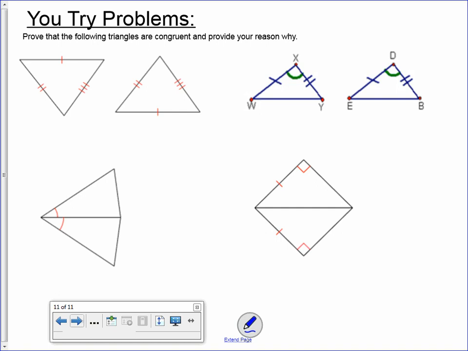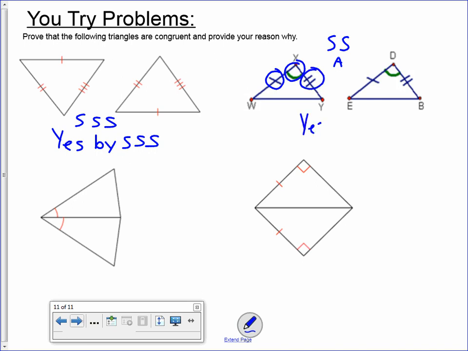Now that you have finished these you try problems, let's take a look. For the first one, no reflexive sides, no vertical angles, but we have 3 sets of congruent sides. That is enough to say that, yes, these are congruent because of side, side, side. In the second one here, no vertical angles, no reflexive sides. I have 2 sets of congruent sides and a set of congruent angles, and I notice they go in the order side, angle, side. So I can say, yes, these are congruent by side, angle, side.